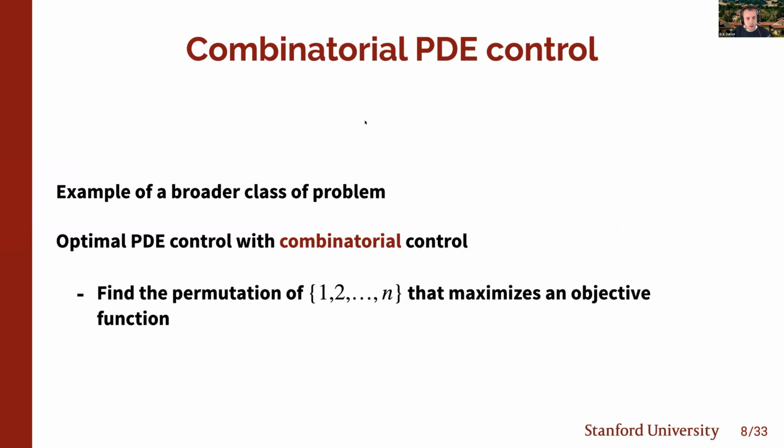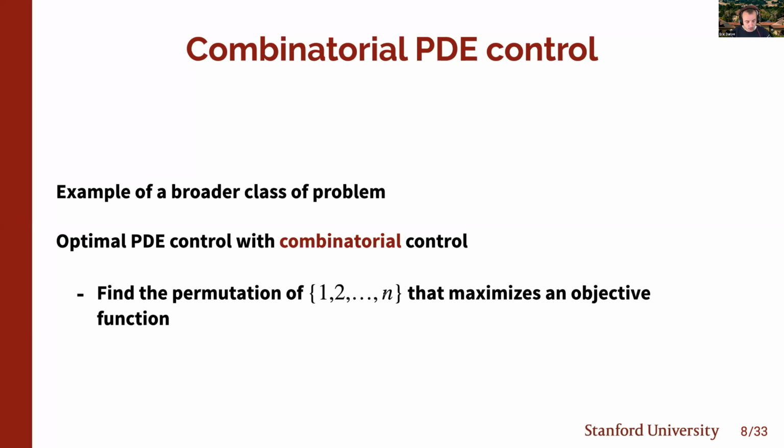And so here I'm going to focus on this heat diffusion problem, but we're hoping that the methods we've developed apply to a broader class of problems. So generally speaking, this is a problem of optimal control with PDEs. We want to maximize an objective function using this control. But what's special is that the control is combinatorial. So mathematically, we can think of it as finding a permutation. Here, n would be the total number of tiles that we're trying to print. So we want to find a permutation that maximizes our objective function. So it's a combinatorial PDE problem.